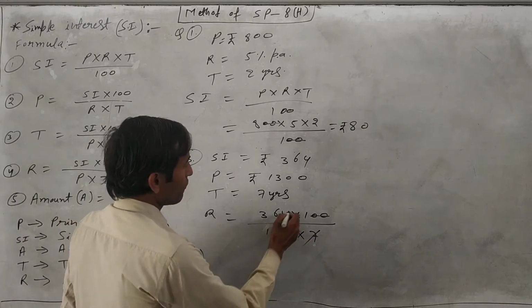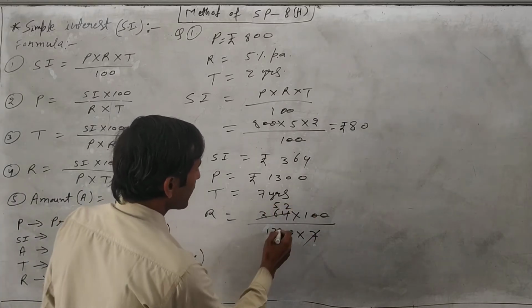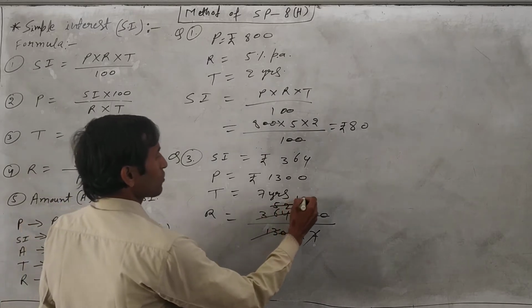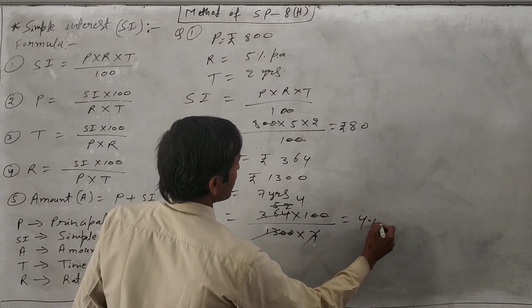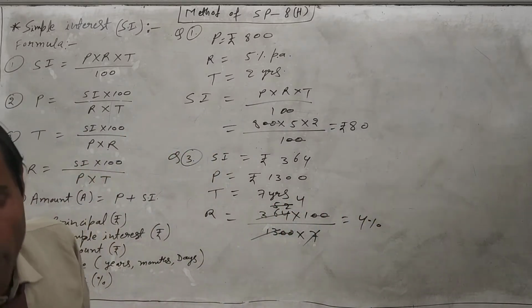So it will cancel by 5 and 2, 52. 13 4 ja 52. So it will come 4%. So rate is equal to 4%. This is the answer. Okay.